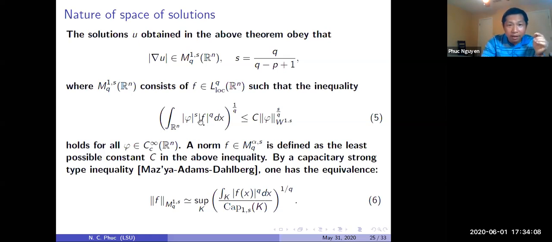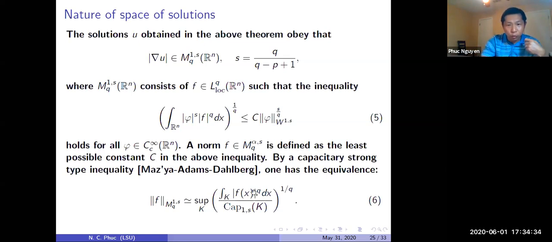But the weight here is f to the q. So this is the space of all weights f to the q, okay? All right. And the norm of a function f in this space is defined as the least possible constant c in this inequality. Now, by a capacitary strong type inequality, this norm here is equivalent to this norm.